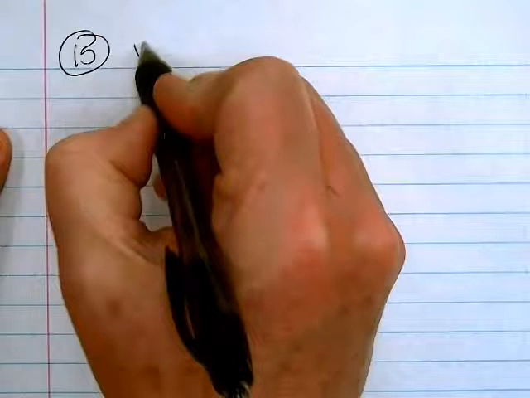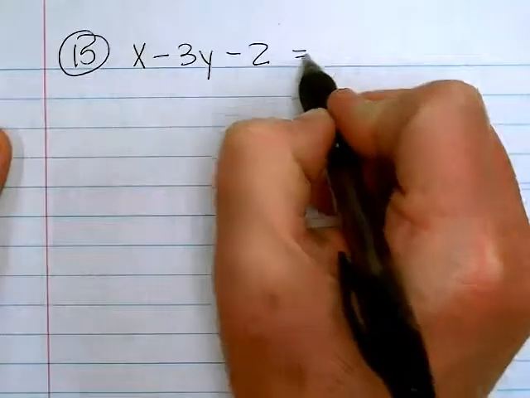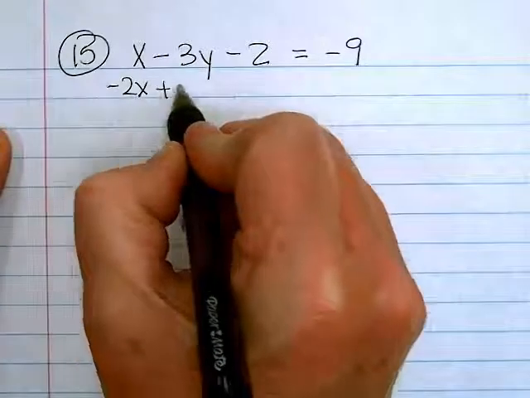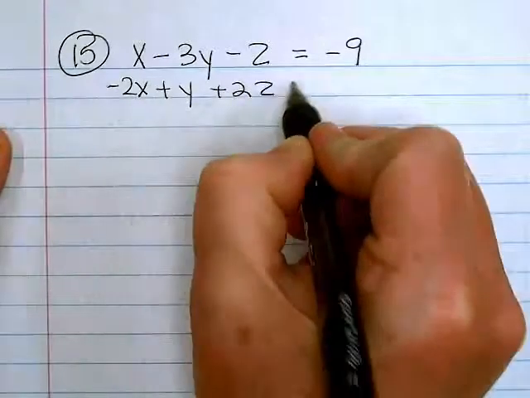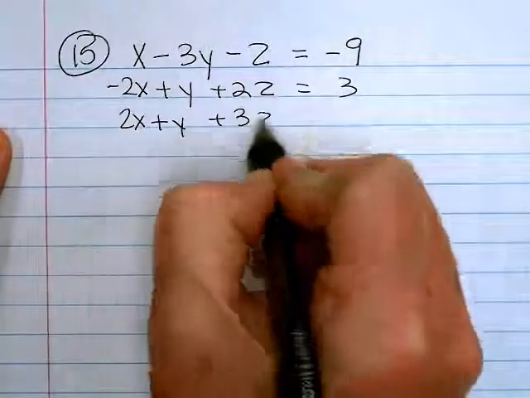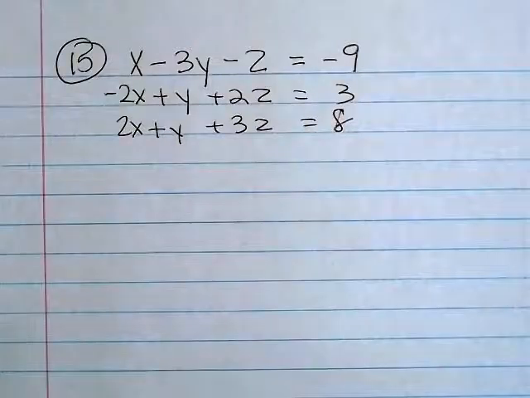15 says x minus 3y minus z equals negative 9. Negative 2x plus y plus 2z is 3. And 2x plus y plus 3z is 8. Okay. I'm going to stop it again. I'm up to 11.